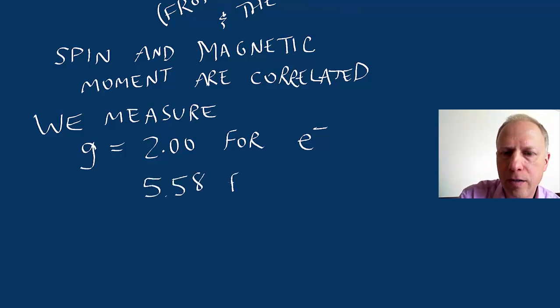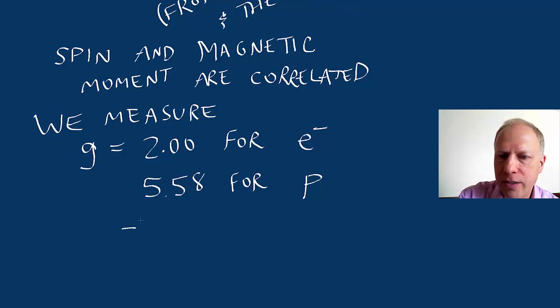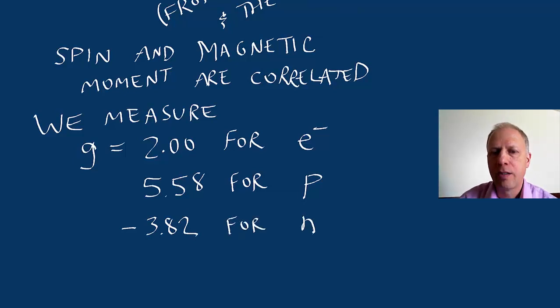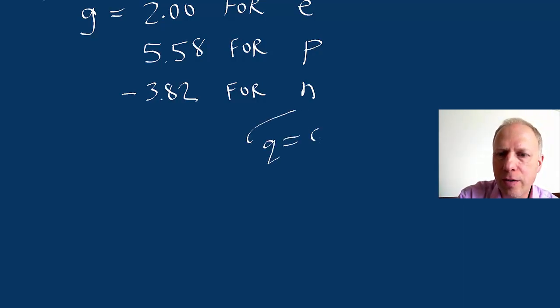5.58 for a proton. And Townsend says that G is minus 3.82 for a neutron. So this means that even though the neutron has no charge, it still has a magnetic dipole moment. But something's fishy with that formula, because for the neutron, Q is equal to 0.